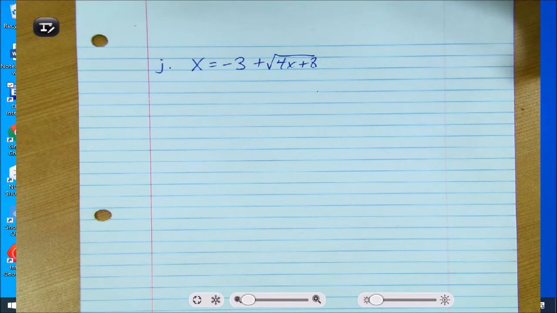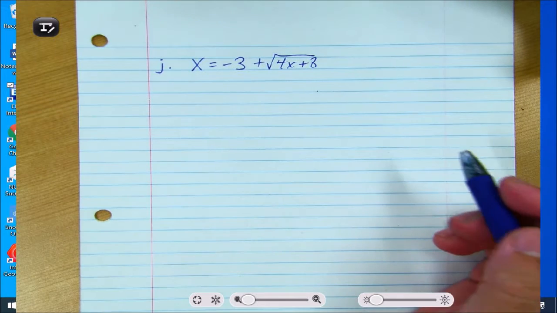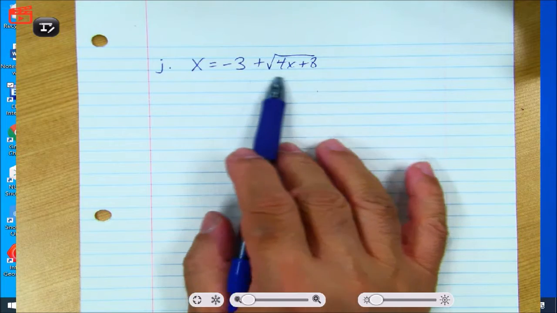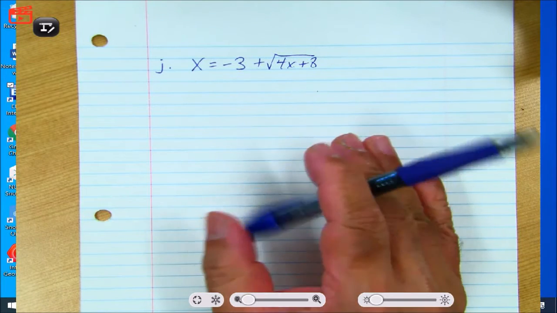Okay, so this is the continuation of solving square root equations. We're doing solving square root equations for the next couple of days, including tomorrow. Alright, anyways, so you want to isolate the square root. We're going to isolate the square root.